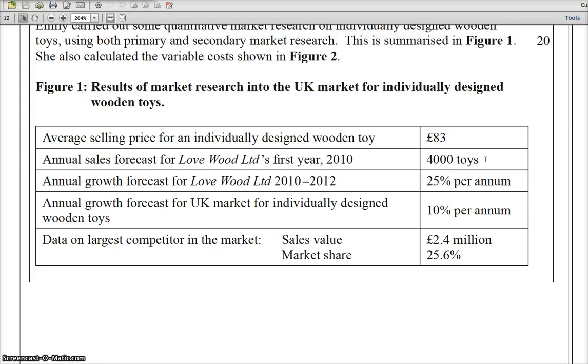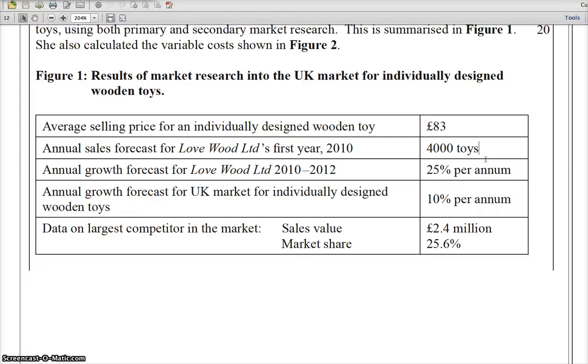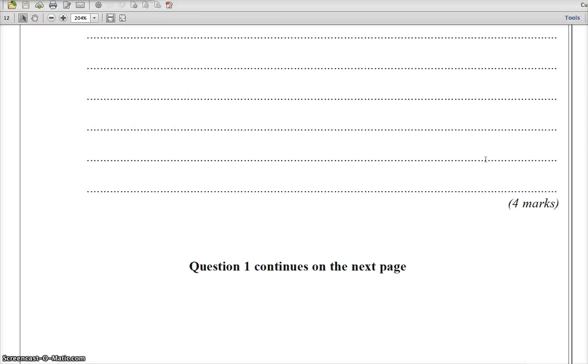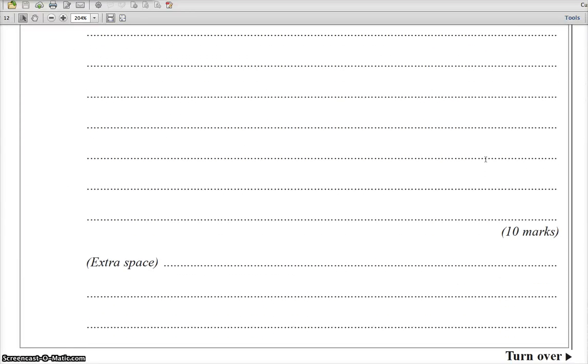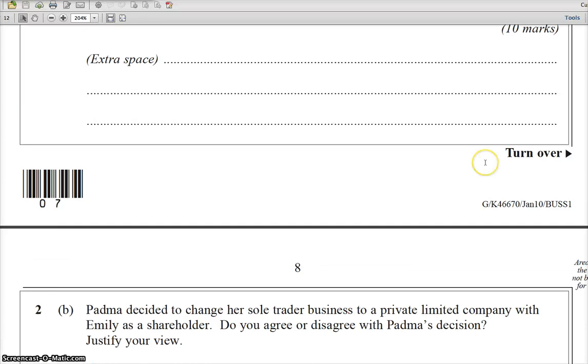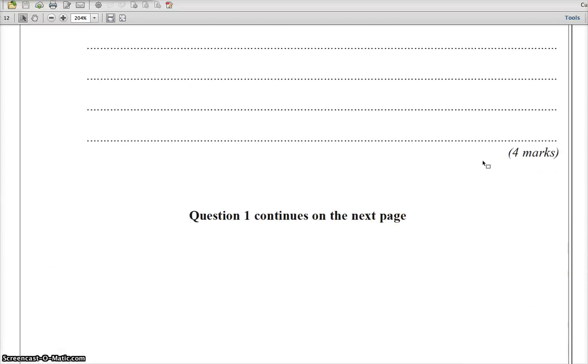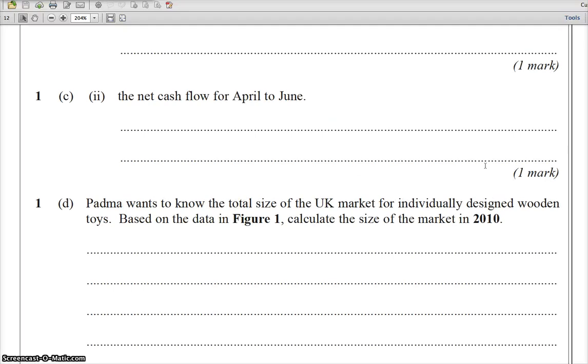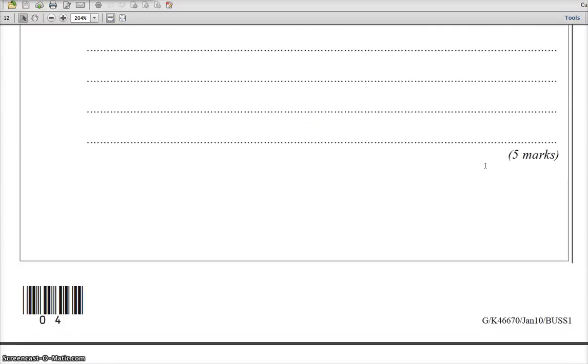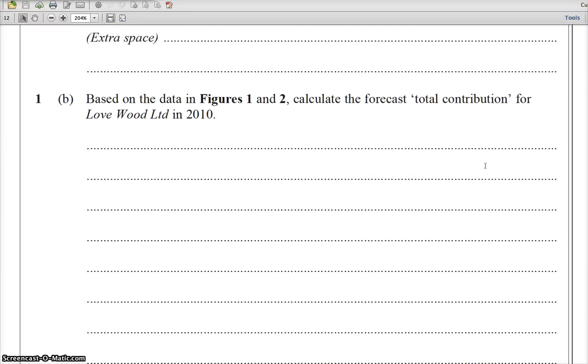Now, we know that they said to look at figure 1 and figure 2. Let's just quickly go back up to the question again, just to clarify that. As you can see, it does say, based on the data in figures 1 and 2, calculate the forecast total contribution.